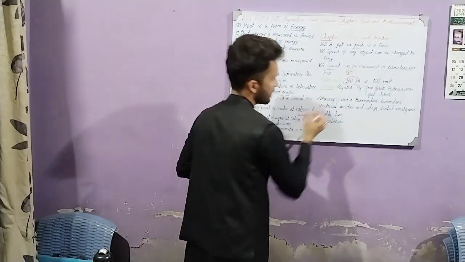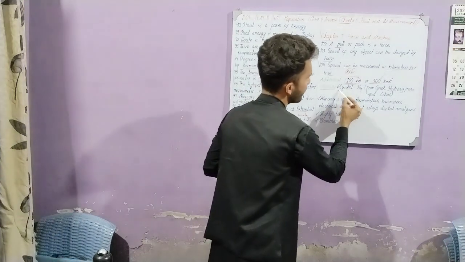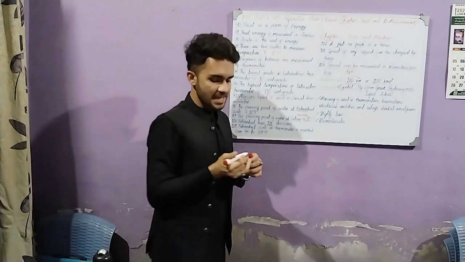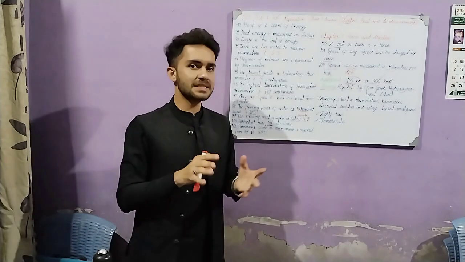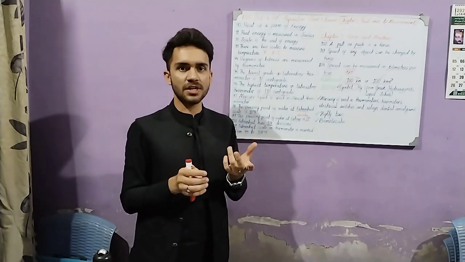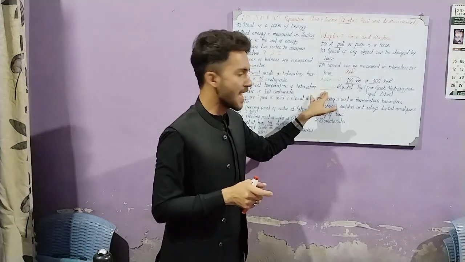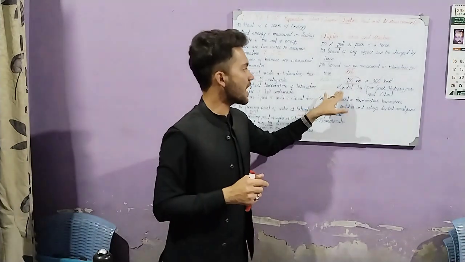Something about Mercury. Mercury is mysterious. What's about Mercury? The symbol of Mercury is Hg. Most elements start with their initial letter, like oxygen O, hydrogen H. This is not starting with M. Why isn't it starting with M?